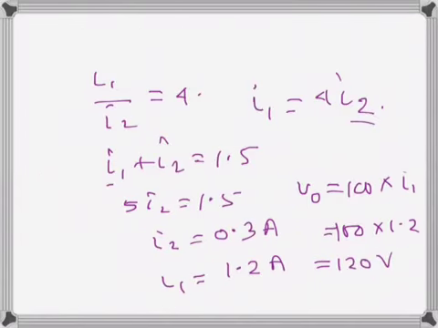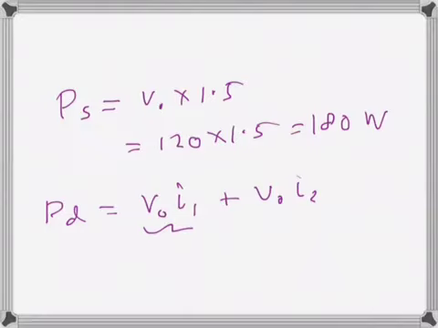I could have used P equals I squared R. So P100 will be I1 squared times 100, and then P150 would be I2 squared times 150, and P250 would be I2 squared times 250. That could be done, but this probably will be easier, I think.